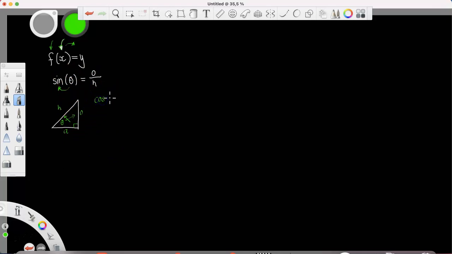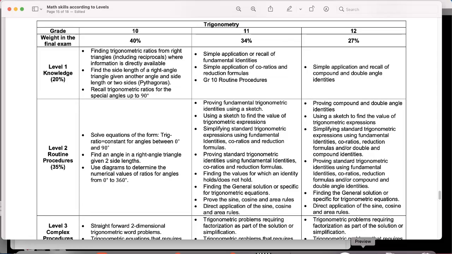Cos asks theta, okay, what is the ratio of your adjacent over your hypotenuse? And tan then asks, what is the ratio of your opposite over adjacent? And that's just the basics. Just understand that. It is simply asking for a specific ratio. Now, if we go to the things that we should be able to do when we work within trigonometry, at grade 10 level, this is what you should be able to do. You should be able to find trigonometric ratios from right triangles, including reciprocals, where information is directly available.